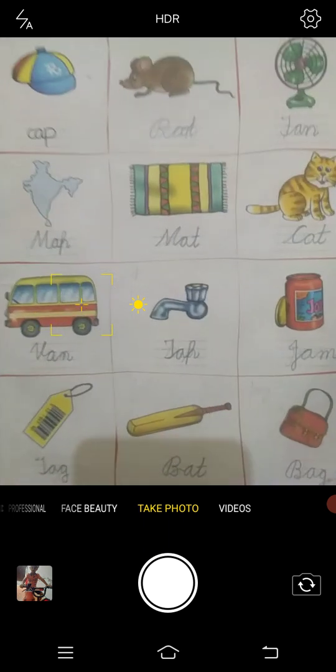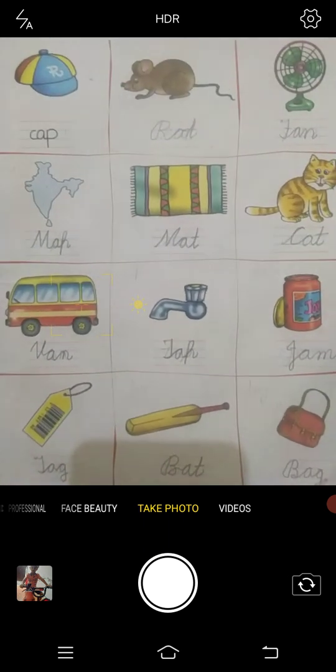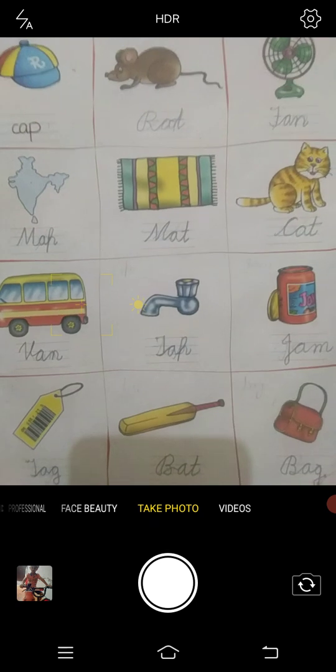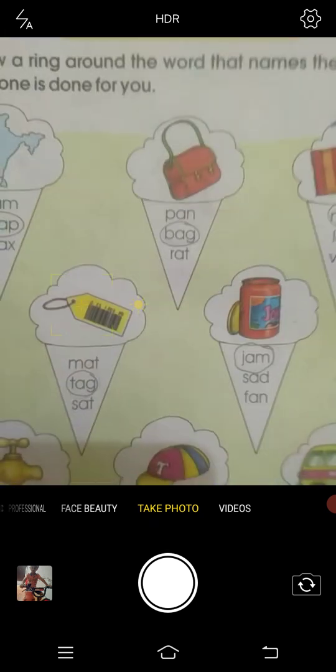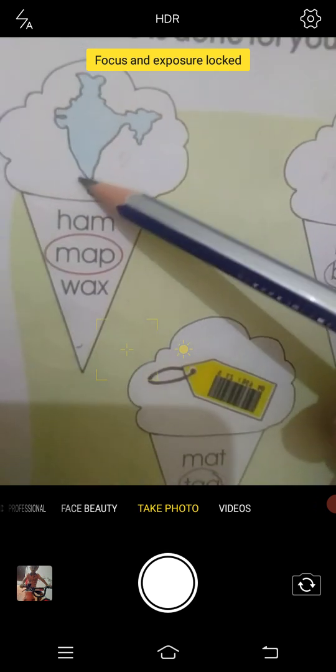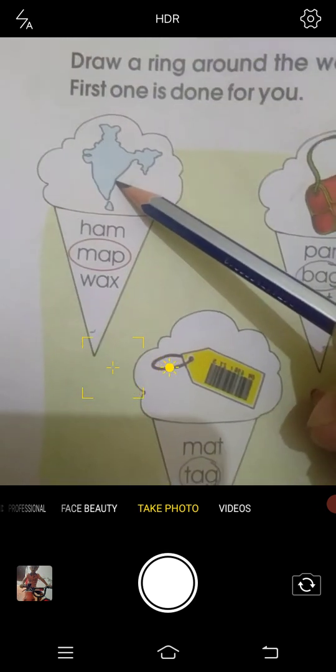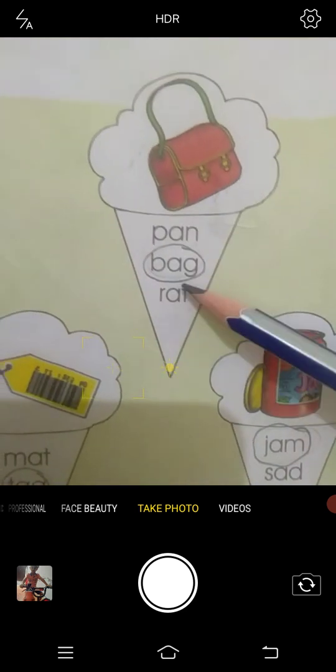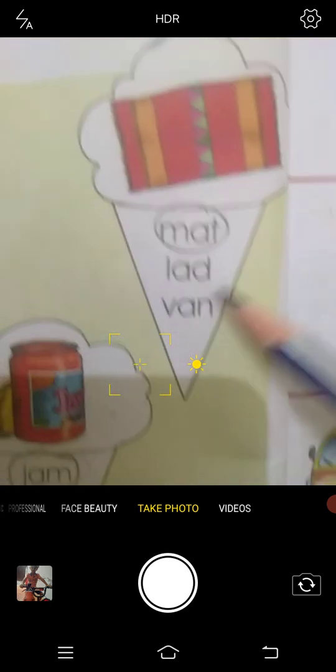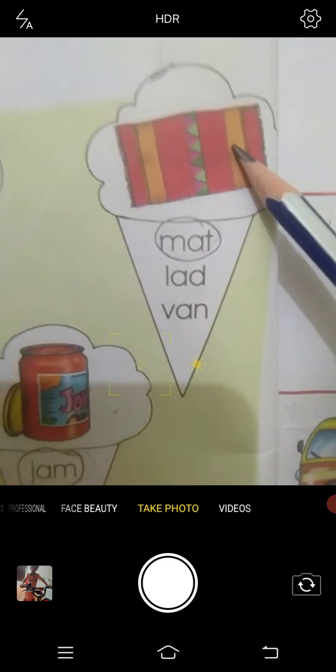You have to read these pictures again and again so that you will become perfect. Again, I am going to teach you these two pages. Speak after me loudly. M-A-P, map. B-A-G, bag. M-A-T, mat.